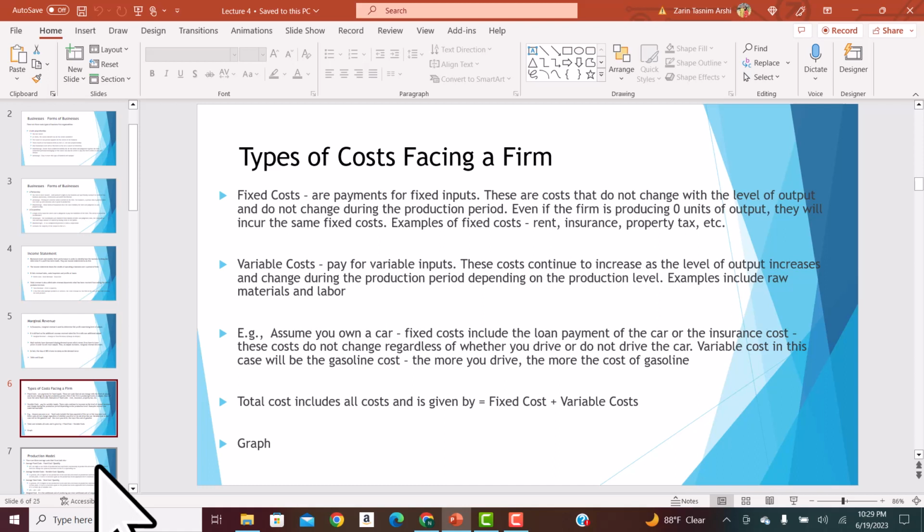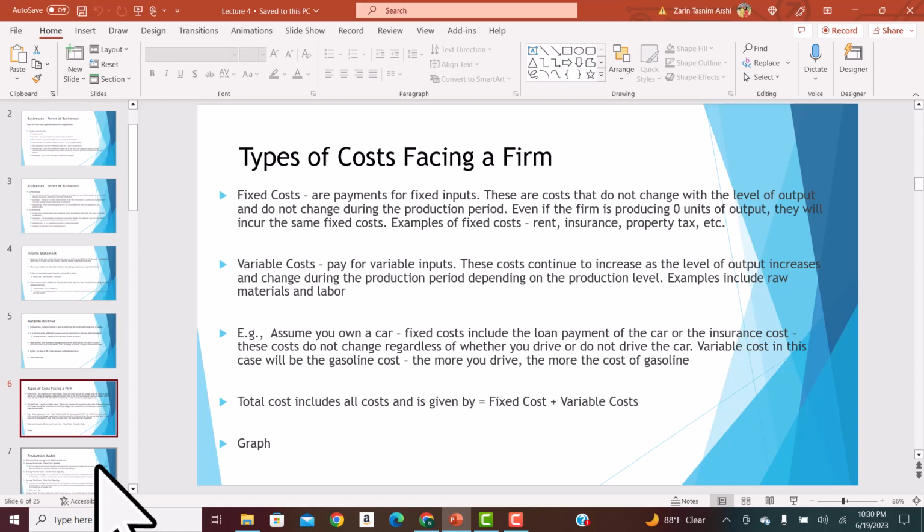So variable costs are basically dependent on the level of your output or production. The more you produce, the more cost of these inputs will go up. So examples of variable costs would be labor or workers who are working to produce the cell phones, or raw materials needed to make the cell phones. So the cost of these are variable.